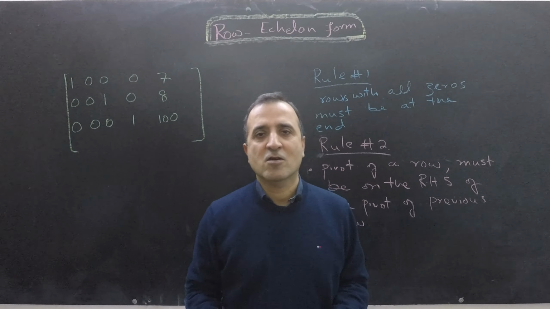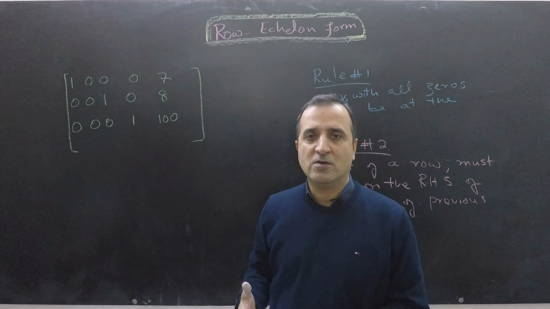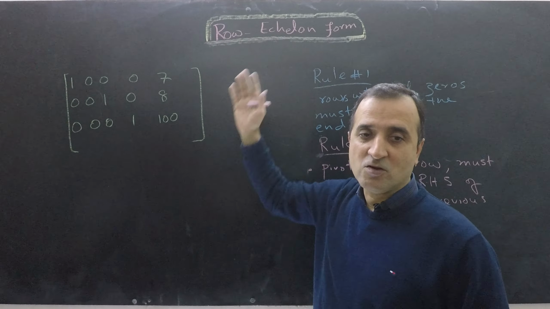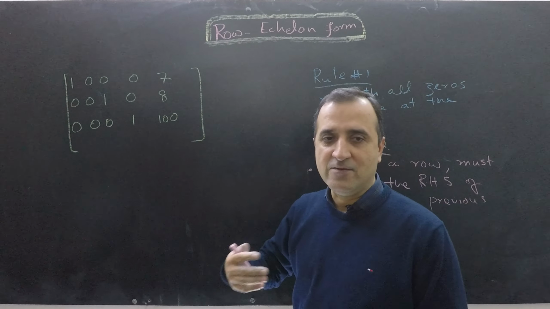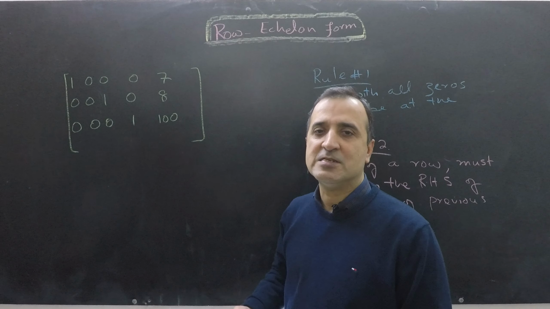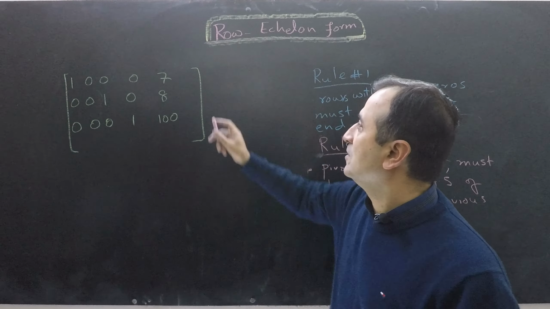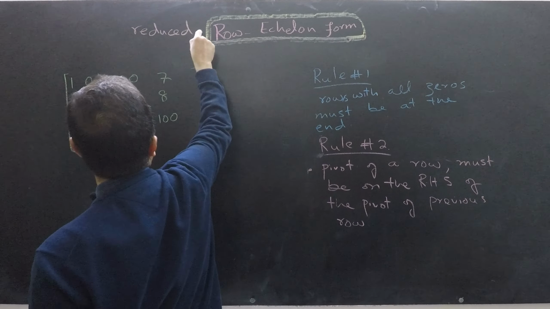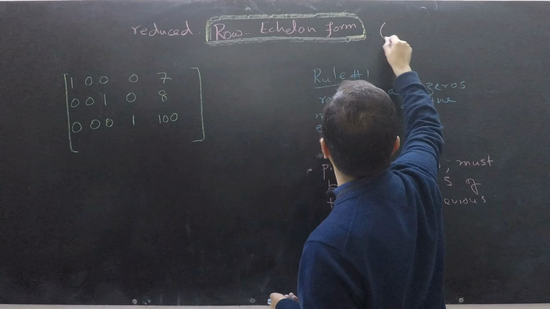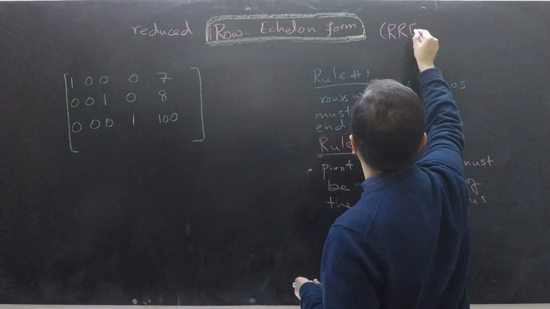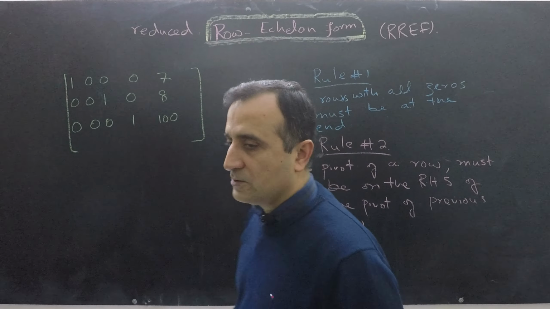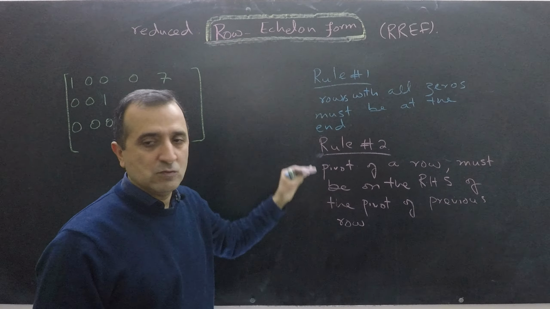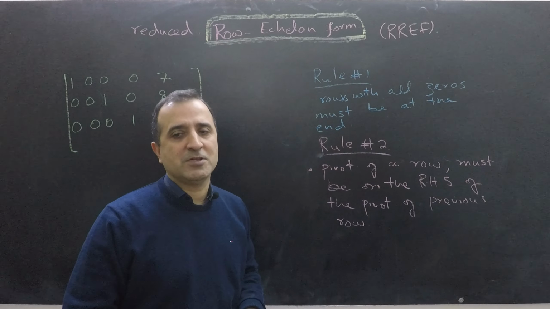So now we will talk about another similar form which is called reduced row echelon form. We know the row echelon form, which is known as REF. Now we want to talk about reduced row echelon form, which is known as RREF. A matrix in reduced row echelon form is also in row echelon form.